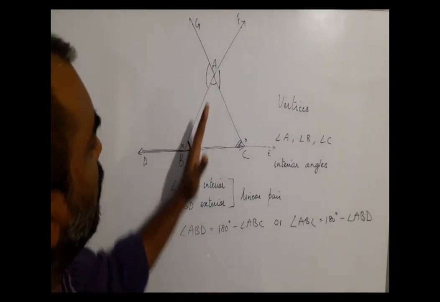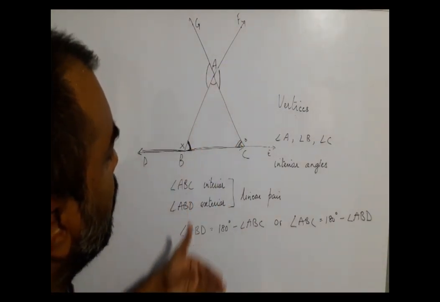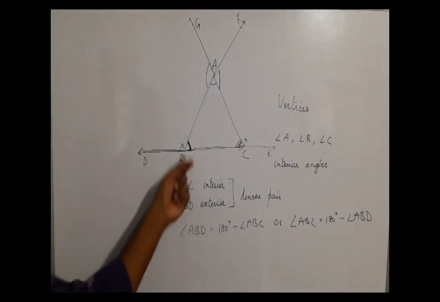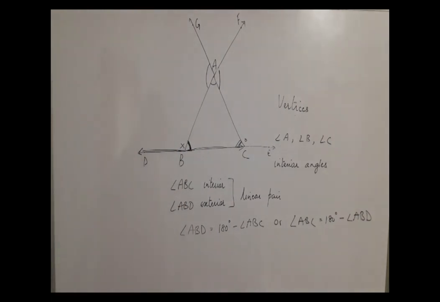So we have got a triangle. On the inside we have the interior angles, on the outside we have the exterior angles, and the interior and exterior angles at one point make up a linear pair. So this is only the basic revision. Now we will move on to the angle sum property of a triangle.